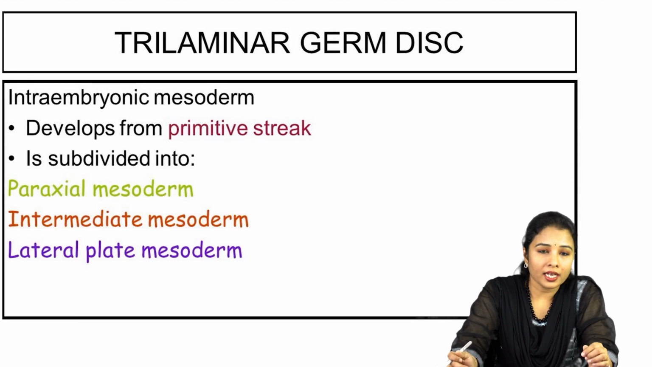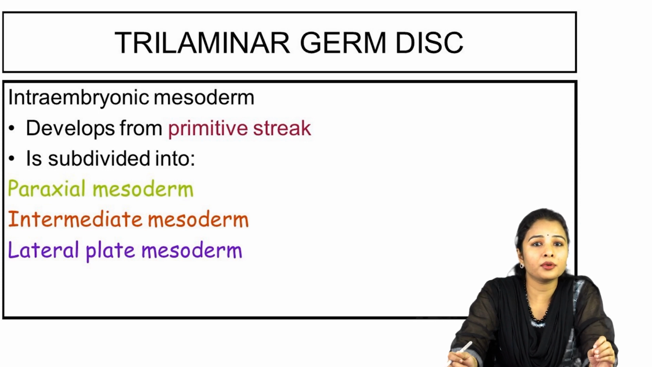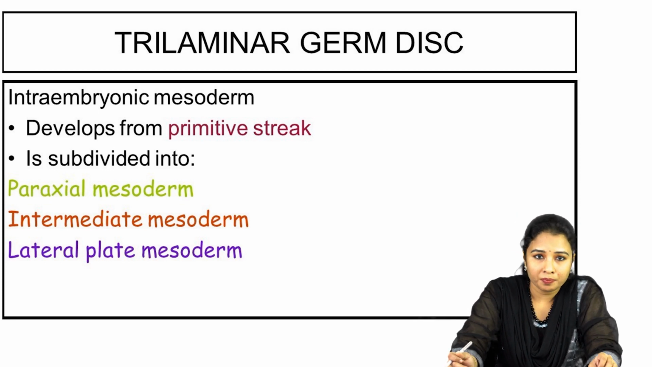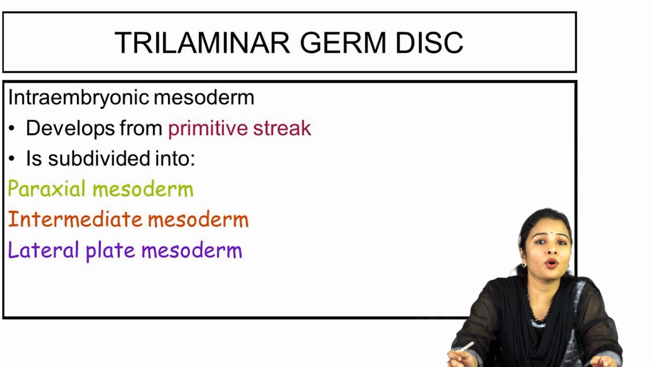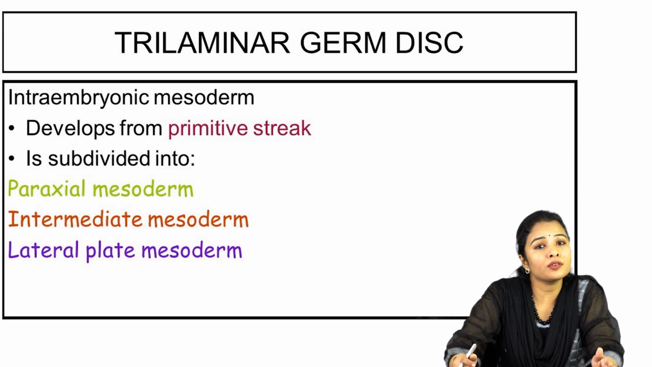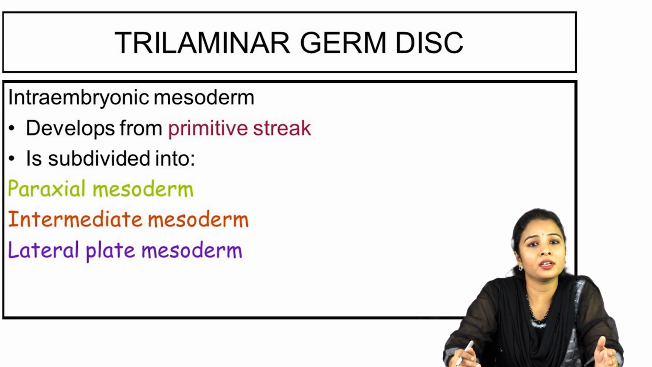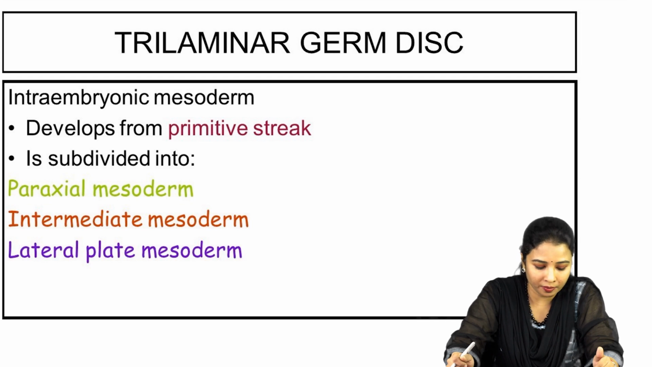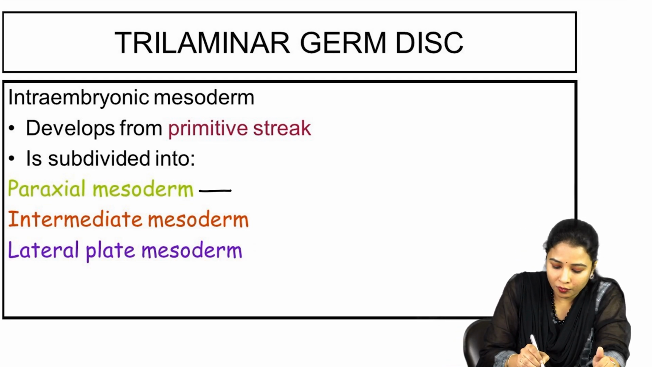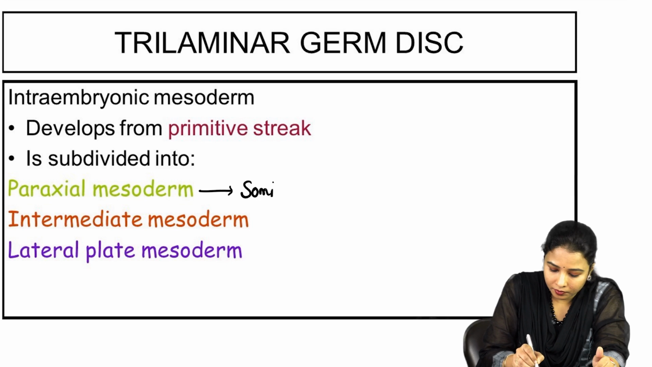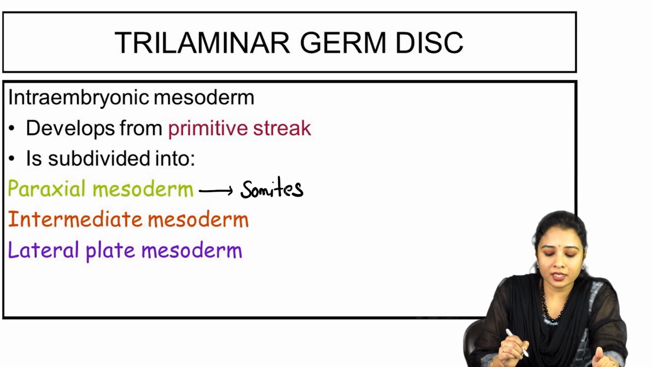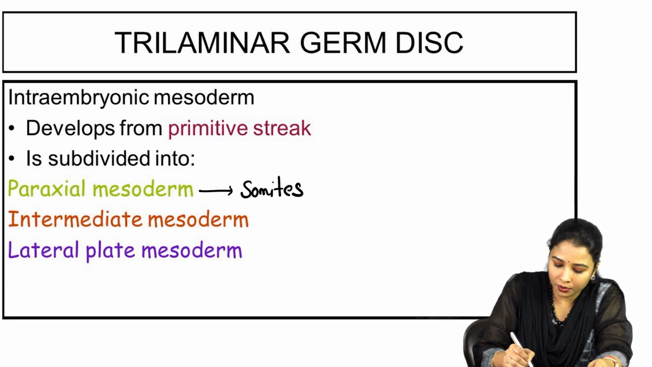The intraembryonic mesoderm of the trilaminar germ disc develops from the primitive streak, which appears on the 15th day of gestation on the caudal side of the embryo, and because of the appearance of the primitive streak we can give a craniocaudal axis to the embryo. This intraembryonic mesoderm is divided into paraxial mesoderm, intermediate mesoderm and lateral plate mesoderm. Paraxial mesoderm forms somites, which further divide to form dermatome, sclerotome and myotome.